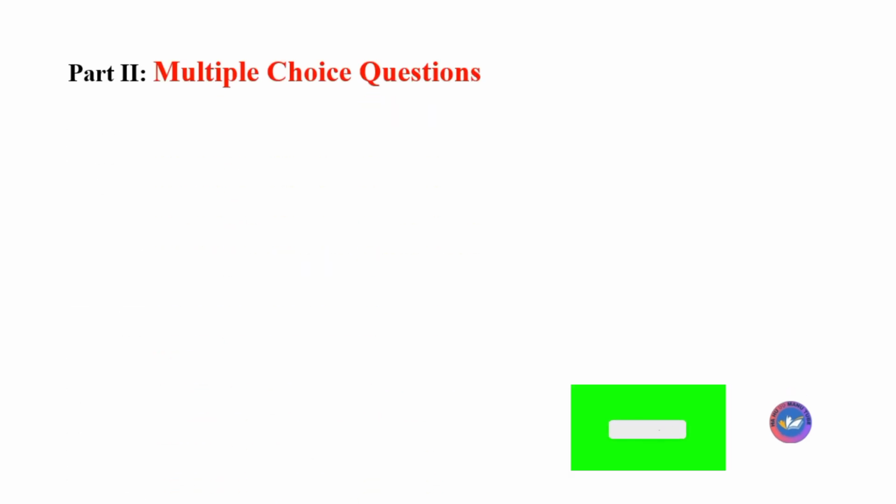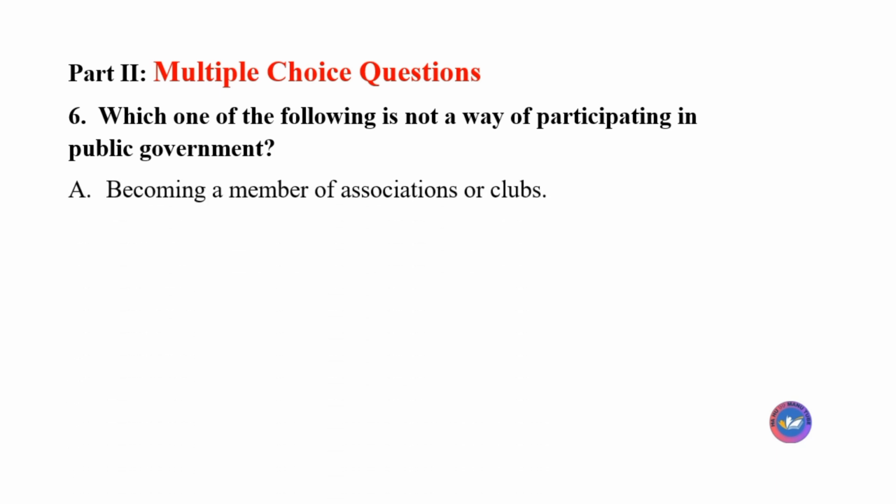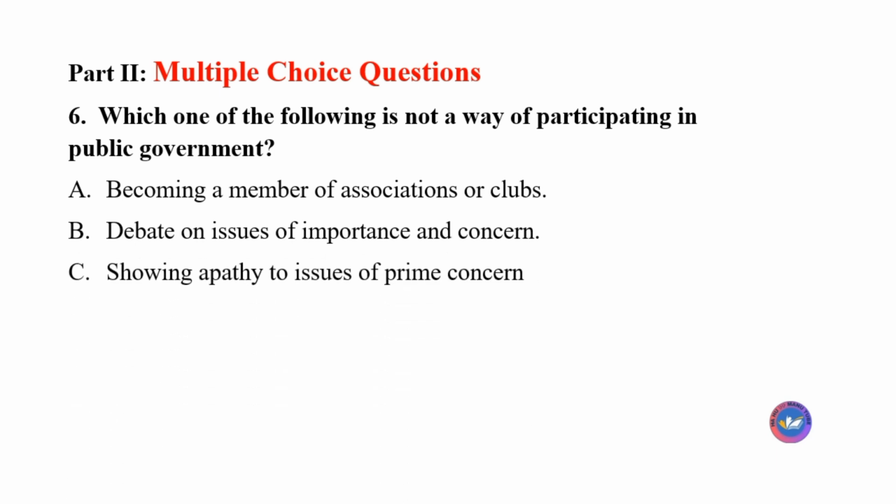Choose the correct answer. Question number 6. Which one of the following is not a way of participating in public government? A. Becoming a member of associations or clubs. B. Debate on issues of importance and concern. C. Showing apathy to issues of prime concern. D. Reading and writing about issues.